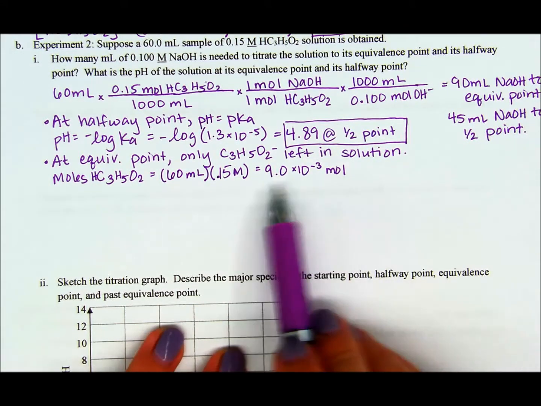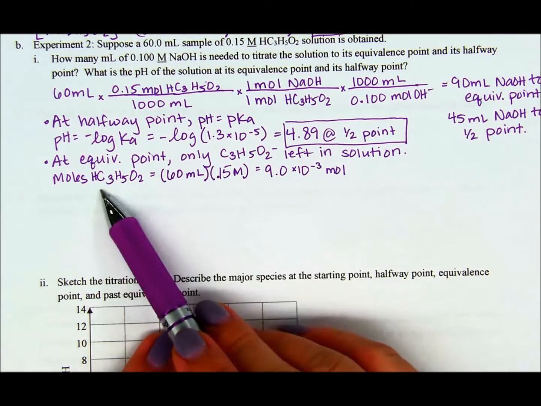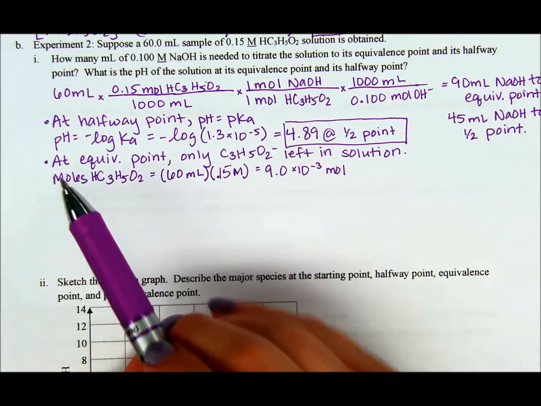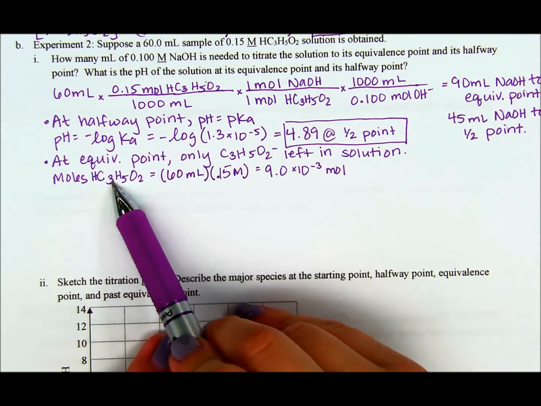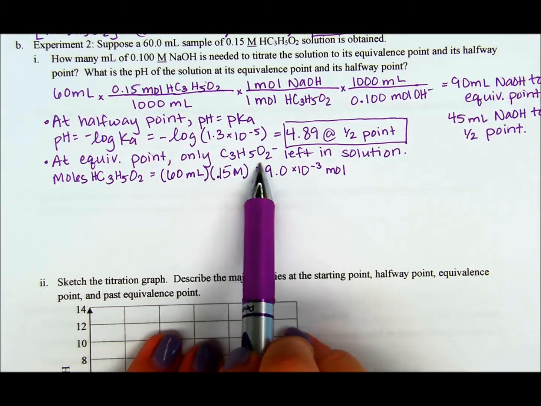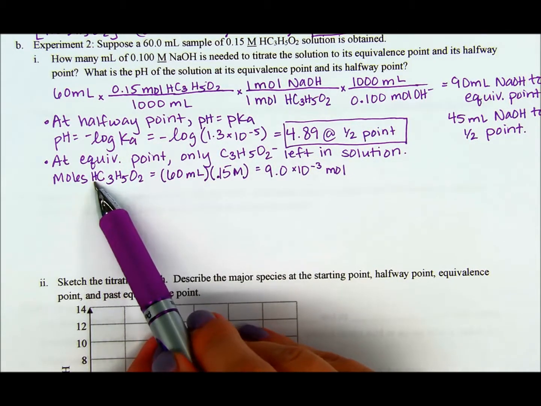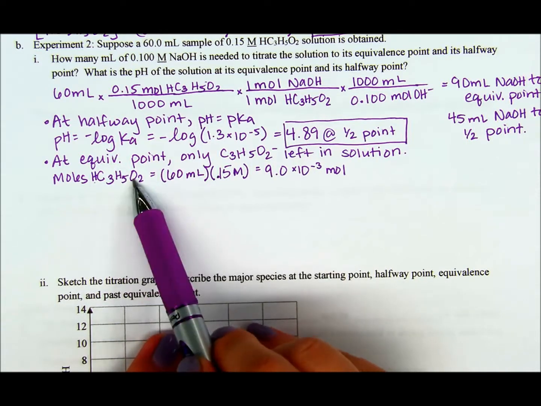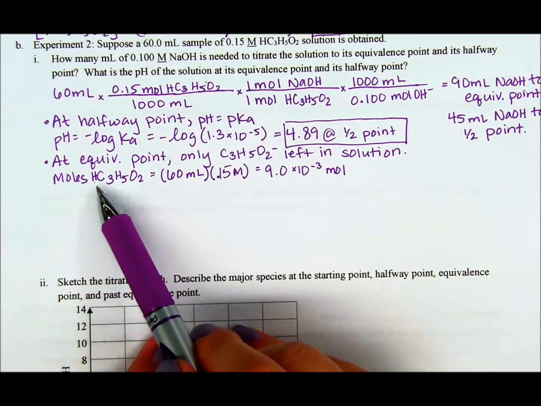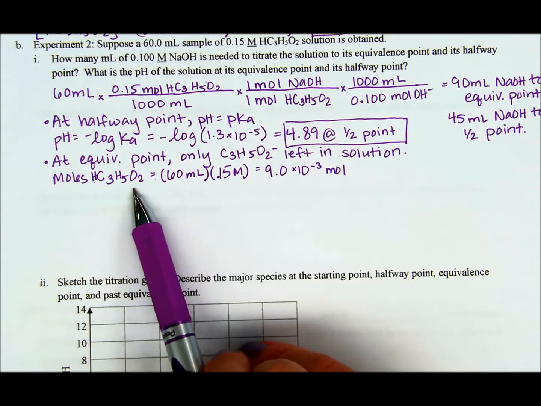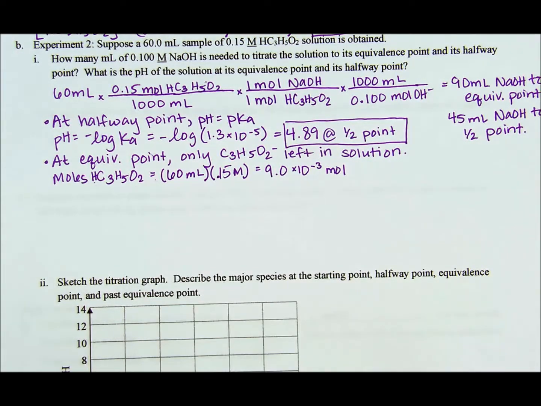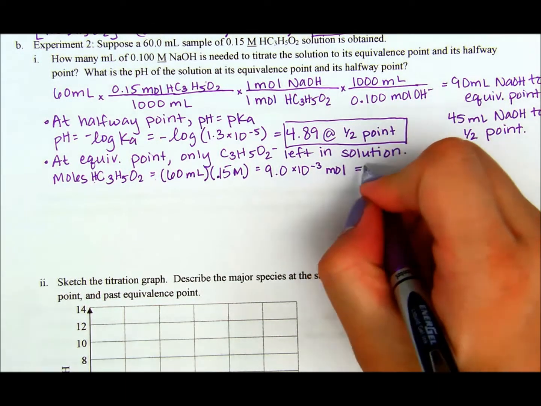Now, I know that I have 9.0 times 10 to the negative 3 moles of my acid that I started with. Since these dissociate at a 1-to-1 ratio, we can say that we also have the same number of moles of your base, right? So you have 9.0 times 10 to the negative 3 moles of acid, and then once it's all dissociated, you have 9.0 times 10 to the negative 3 moles of your conjugate base, because it all came from this acid. So I have my moles, but now I need to figure out my volume.